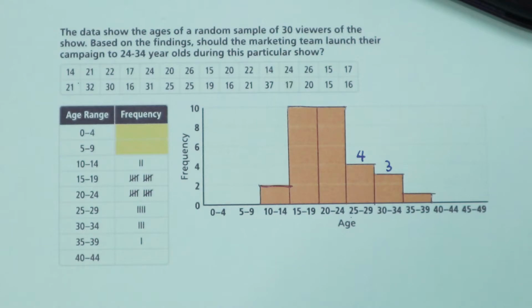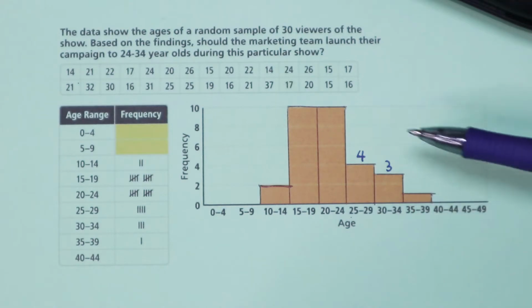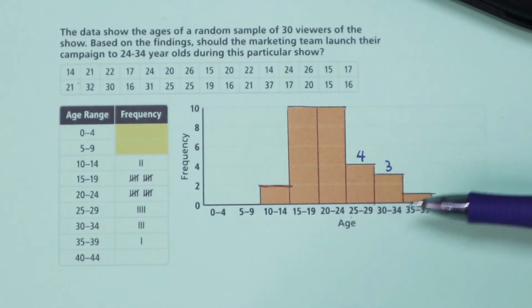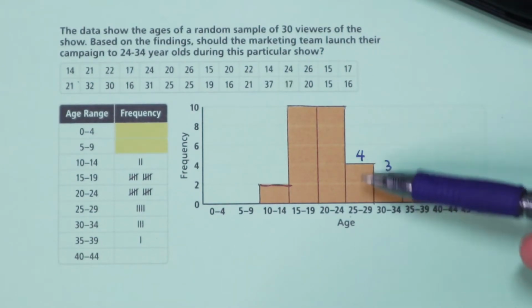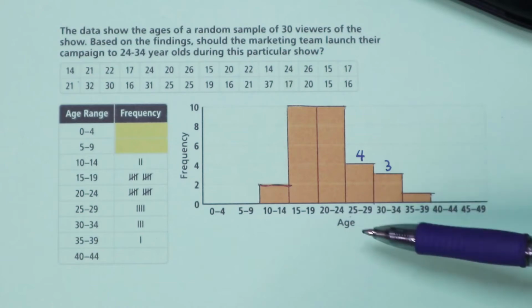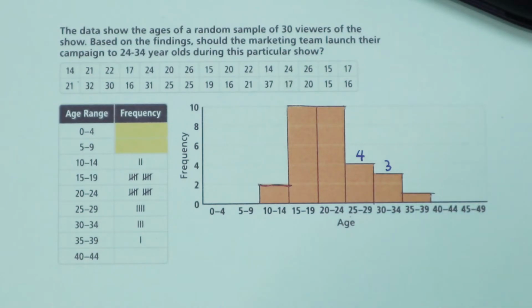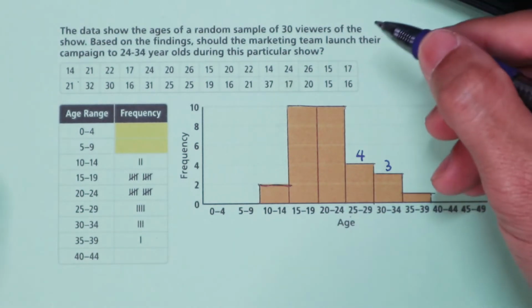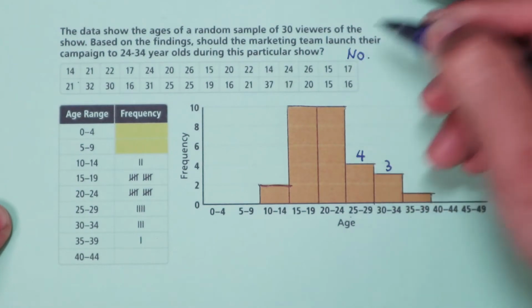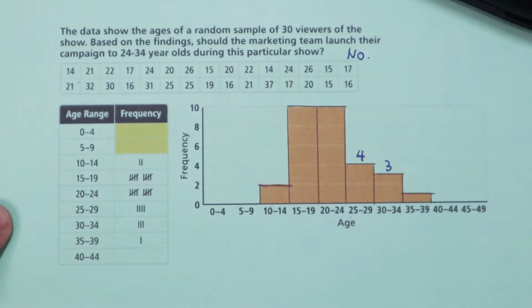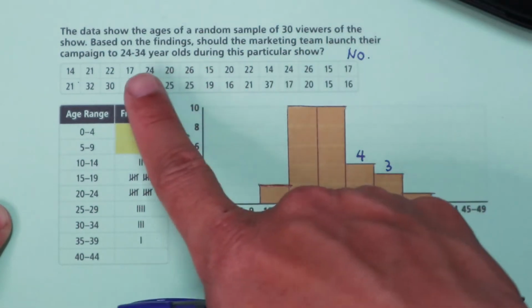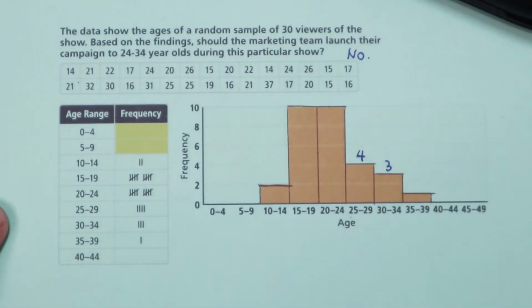So should the market team launch the campaign to this particular age group? The answer is no, because they only represent a very, very small age group compared to the rest, because most people are between 15 to 24 years old. So to answer that question, we're going to say no, because these 7 people is not even half of 30, which is right here, the number of people that we asked.